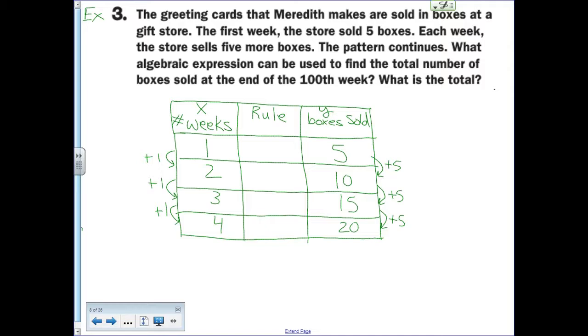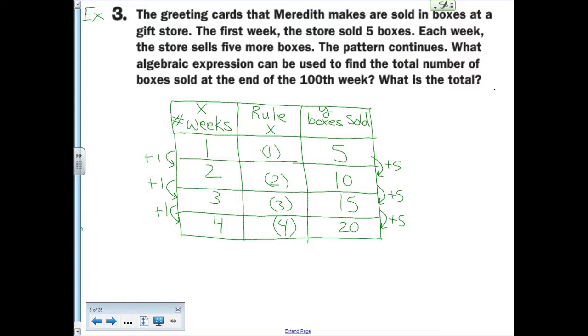To come up with the rule, we want to know what we're going to do to X to get Y. And I'm sorry, I put that X in the wrong place. What are we going to do to X to get Y? Well, if X is 1, or X is 2, or X is 3, or X is 4, we're going to ask ourselves, what would we do to this number to get that number?